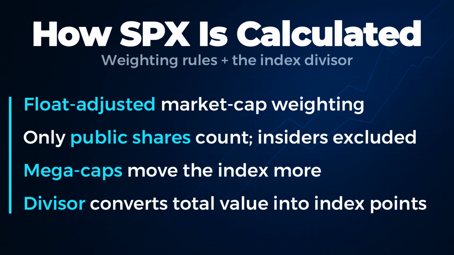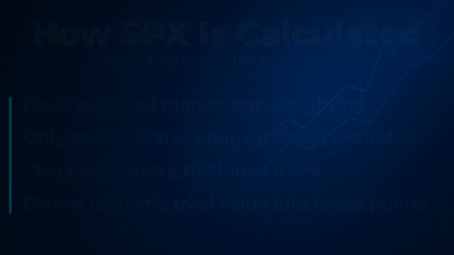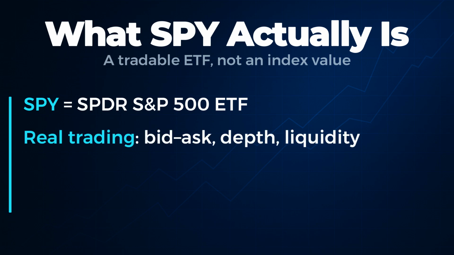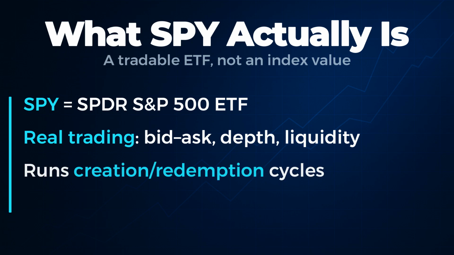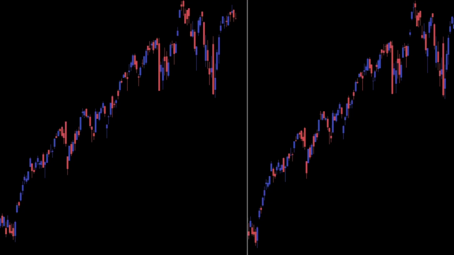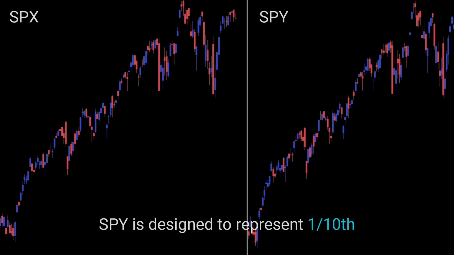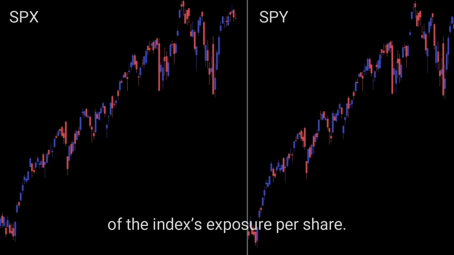To hold that exposure in a real account, you need the implementation. SPY is the SPDR S&P 500 ETF, and it functions as an entirely different instrument. SPY has real buying and selling. It has live bid and ask spreads, auction mechanics, market depth, and liquidity providers. It runs creation and redemption cycles, it distributes dividends, and it charges fees. SPX trades in the thousands. SPY trades at roughly 1/10 of SPX, because SPY is designed to represent 1/10 of the index's exposure per share.